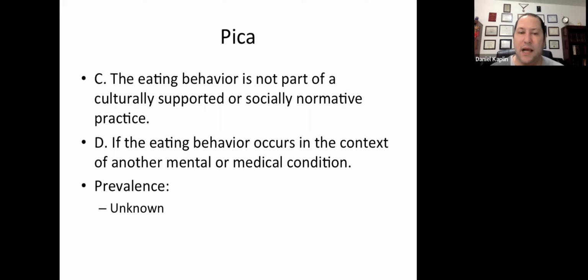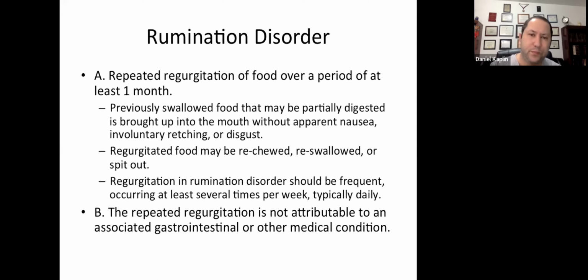We also, again, same rules apply. It cannot be due to some culturally supported or socially normative practice. If it's culturally appropriate, it's not a disorder. And when it comes to this condition, it cannot be better explained by some other mental or medical condition. You'll see this pattern over and over and over, that there's an exclusion if it's due to some other condition. Now, the prevalence of pica, we don't have good numbers. And I'll say that about all of these feeding disorders. We don't really have good numbers on how frequently they occur.